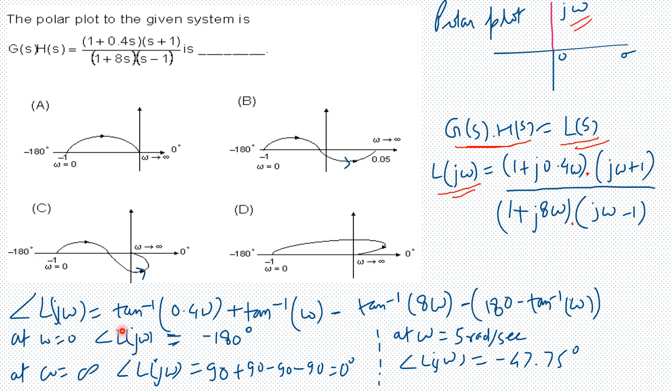The starting frequency is omega equal to 0, so we put that in this equation. You can see that tan inverse 0 is 0, so this is 0, this is 0, this is 0, and this is 0, so we are left only with minus 180 degrees. So the polar plot will start with minus 180 degrees. You can see in all four figures, it is starting with minus 180 degrees. This is the first thing we have to check.